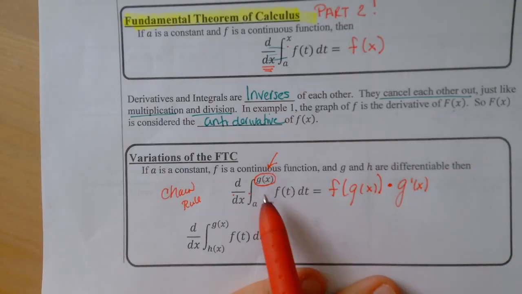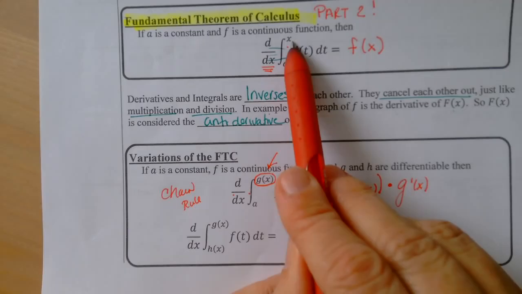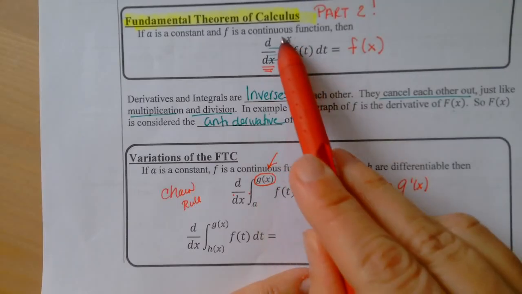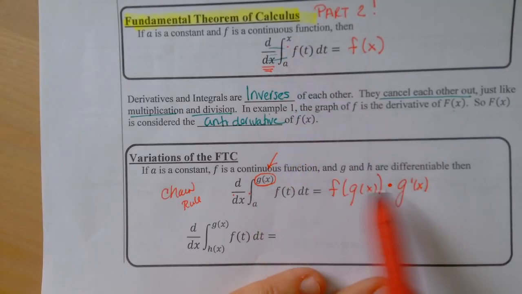Okay, so let me say it again. Because this is more than just a plain old x, I have to use the chain rule. So I'm going to substitute it in, just like we did up here. But then I have to multiply by the derivative of that upper bound. And again, a is going to be any constant. So let's tackle a few examples like that.